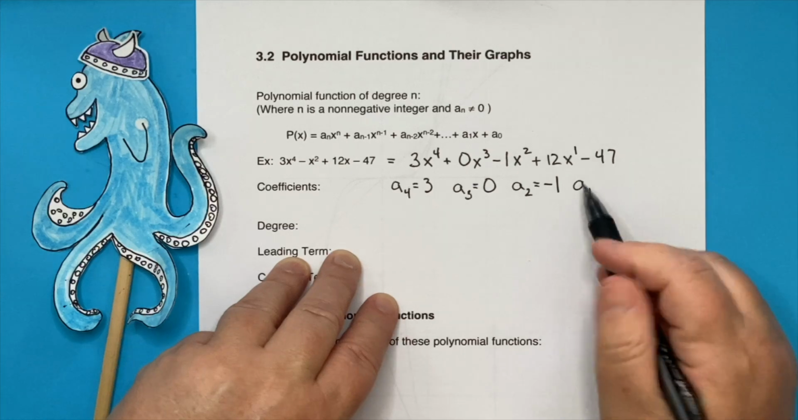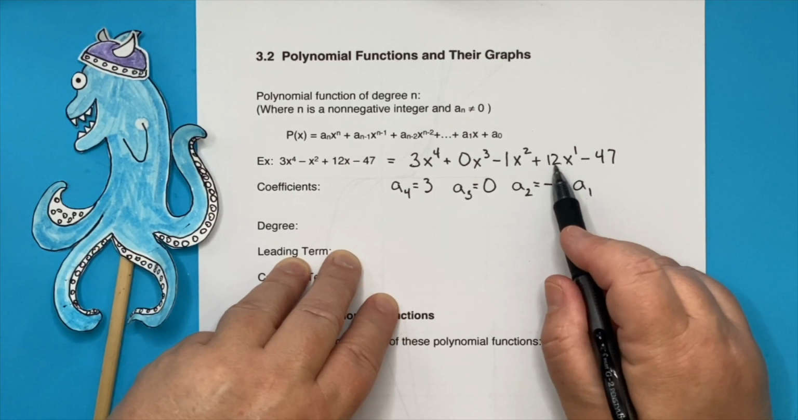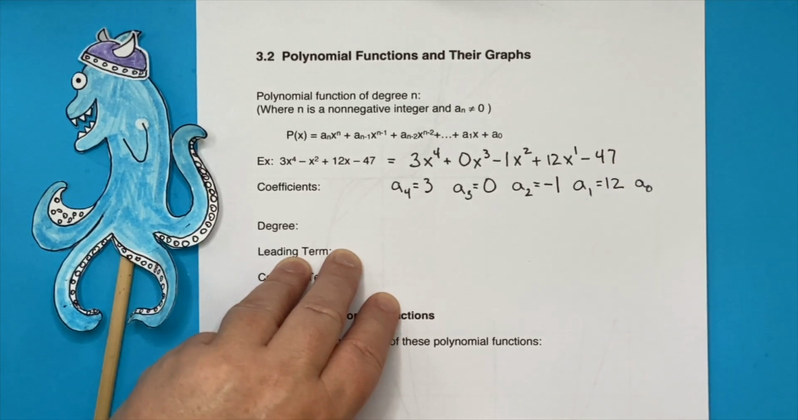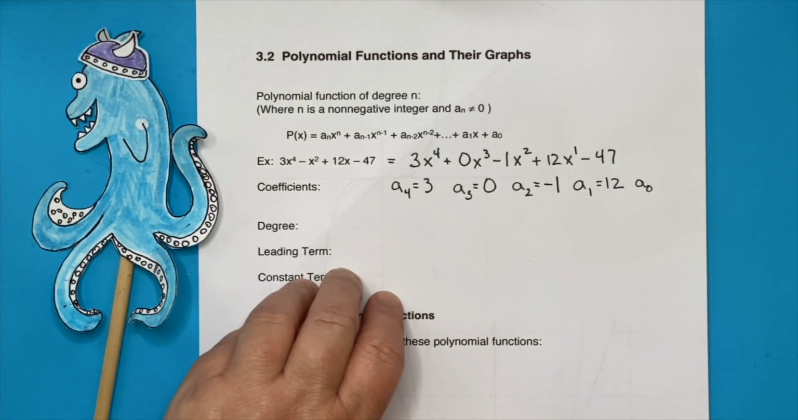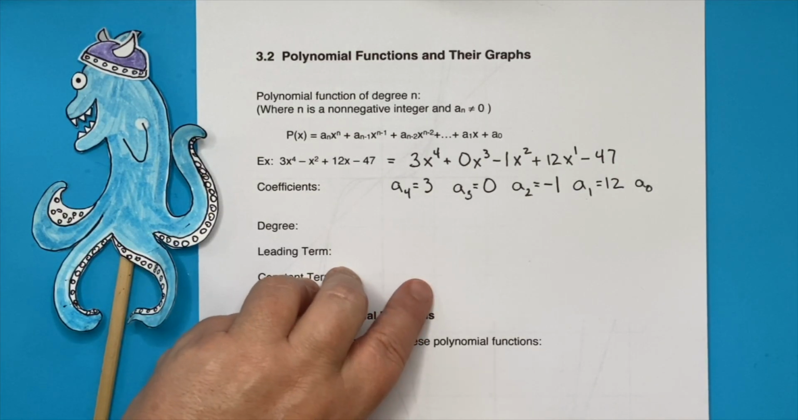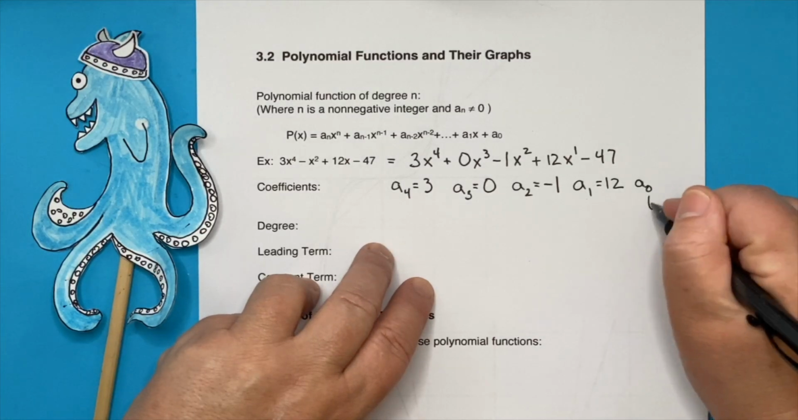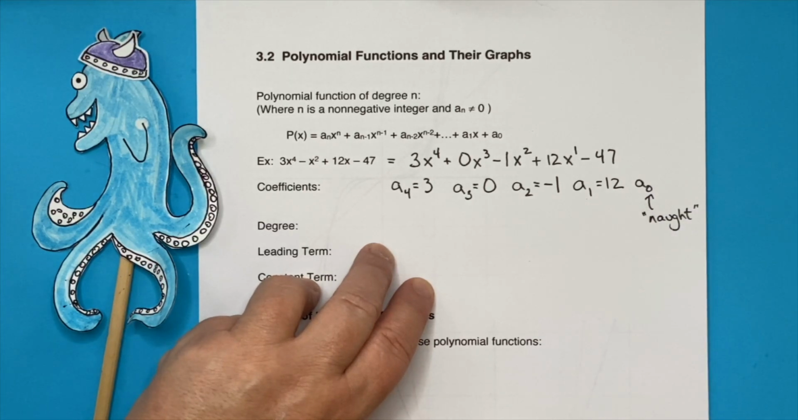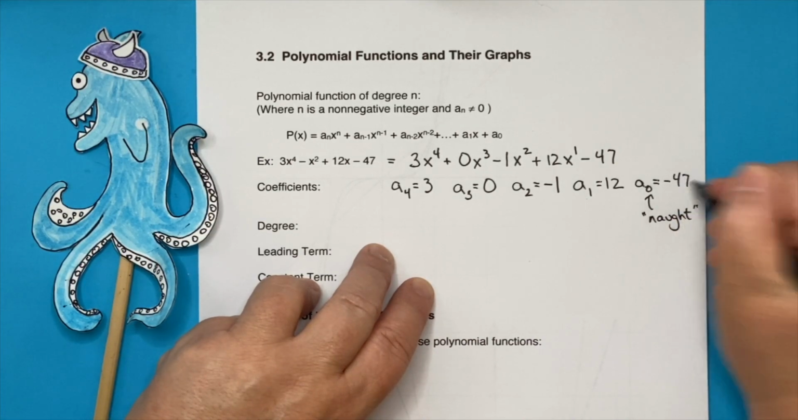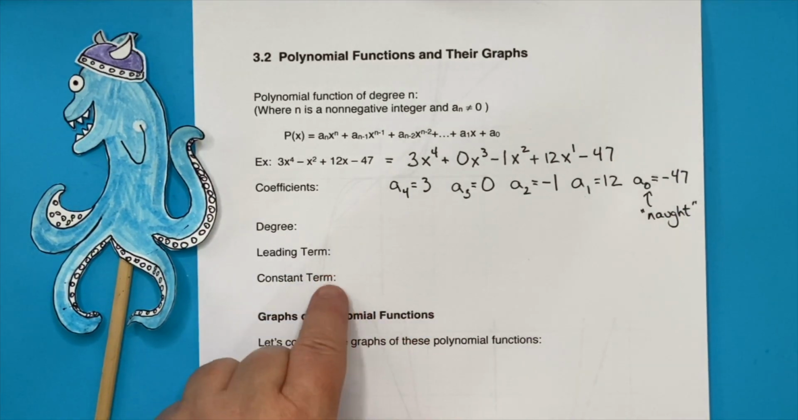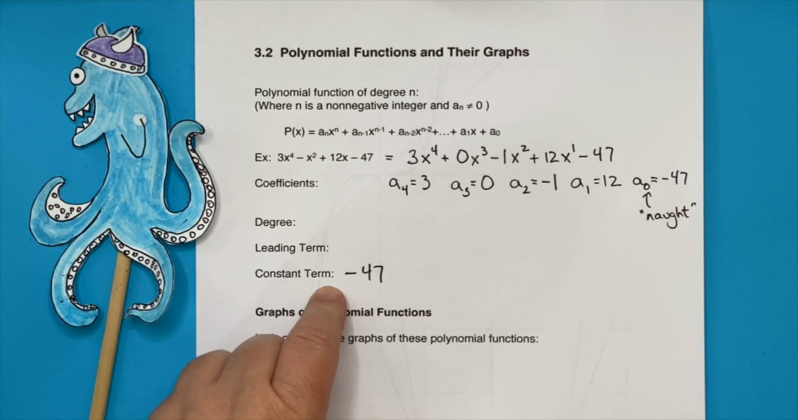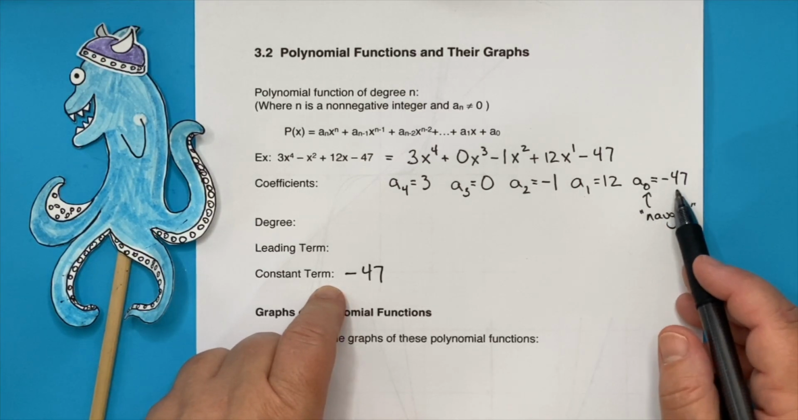A sub 1, it's moving over a little bit, but x to the first, the coefficient in front of x to the first is 12. And then a sub 0, or sometimes people call it a naught. Not like cannot, or not like not. This is sometimes referred to as naught, which means nothing. And so a sub 0, or a naught, is negative 47. That is also called the constant term. Woohoo! It's the term that is constant. It doesn't have an x attached.